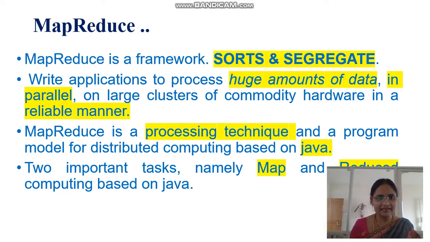As the name indicates, first it maps the related data items, later it reduces the data to store in the storage in HDFS. It sorts the data and segregates the data. It allows us to write applications when we want to process very big data in parallel on large clusters. It is basically a processing technique and a programming model for distributed computing applications which are based on Java.